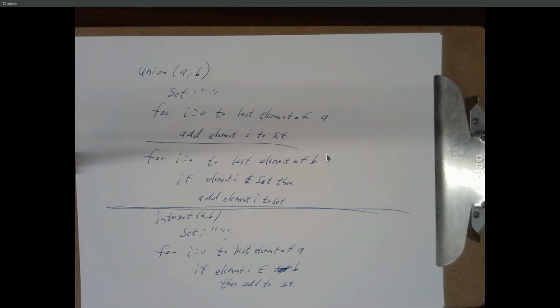And then A take away B is the same thing. For each element of A, if the element is a member of B, then don't add it to the output set. Otherwise, do.